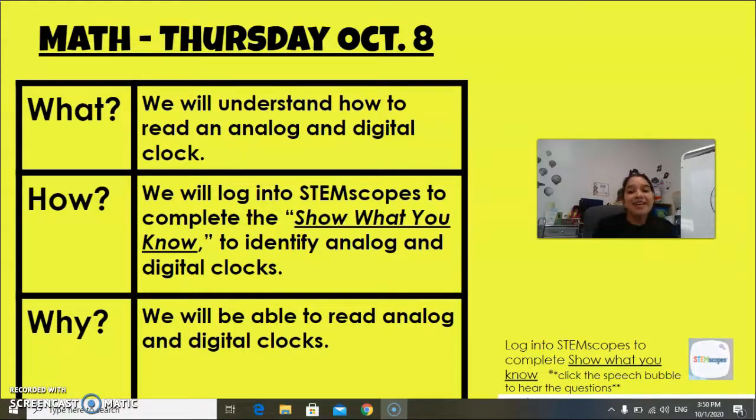Happy Thursday. Today we will understand how to read an analog clock and digital clock. And today our assignment will be on STEM scopes. So we will log into STEM scopes to complete the show what you know to identify analog and digital clocks. And we said this is really important so that we are able to read analog and digital clocks. In the week we discussed how reading a clock is important so that you can be on time for school, right? Yes, so it's super important that you know how to read both types of clocks.